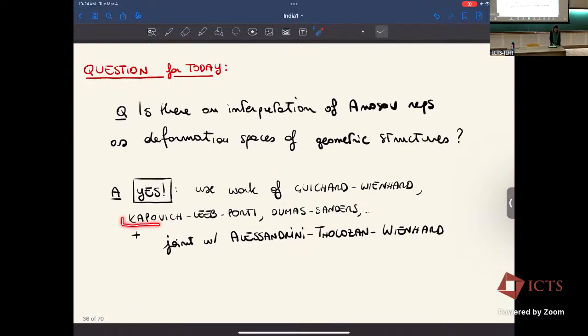Kapovich, Leeb, and Porti use a different combinatorial way to define when you can define this domain of discontinuity, and so there are a few new cases that they cover. And Dumas and Sanders were among the first to study some of these Anosov representations where the target group is complex, and this domain of discontinuity. And we did some work, I'll explain.